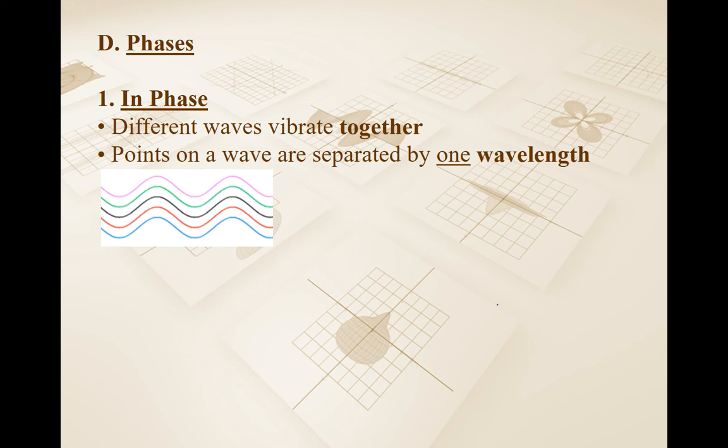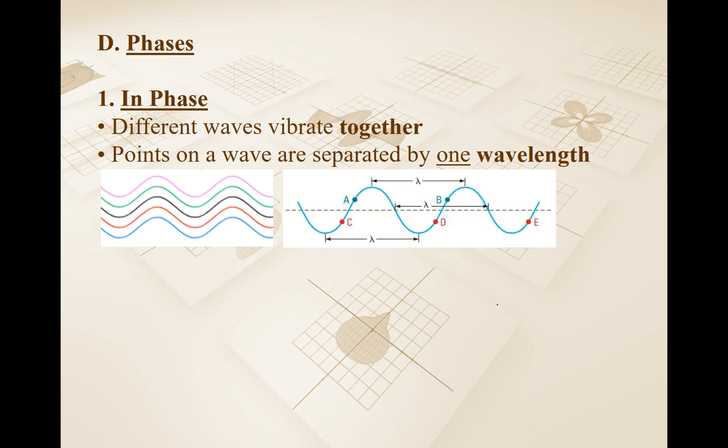If we want to look at points on a wave that are in phase, they are separated by one wavelength, but it could actually be a whole number multiple of wavelengths. So if I look at the illustration here, point A and point B, again, a wavelength is the horizontal distance where the wave starts to repeat itself again. So points A and B are a single wavelength apart, okay, lambda apart. C and D are also one wavelength apart. D and E are also one wavelength apart.